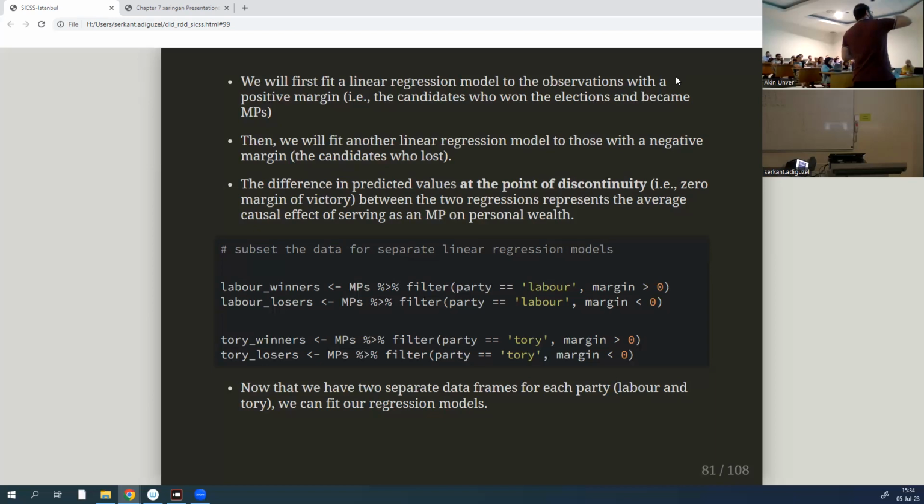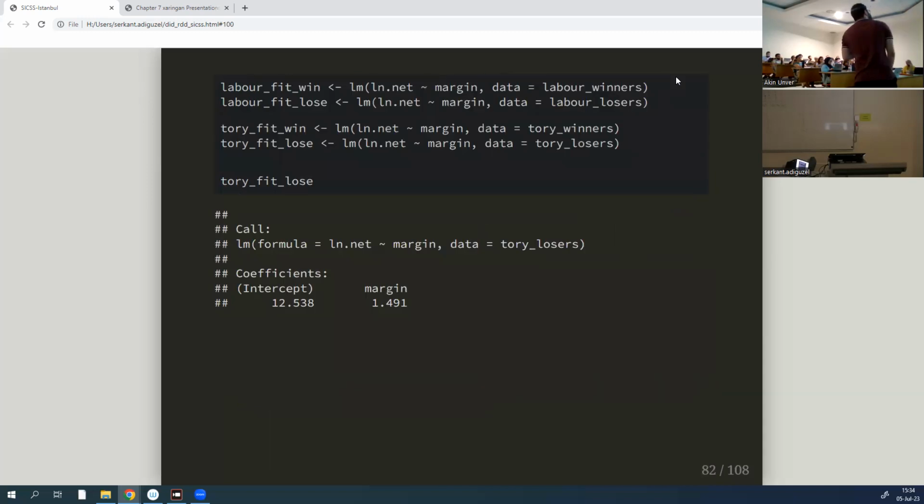All right. First, I filter the data, Labour and Tories. Now I have two data frames, and I'm running super simple linear regressions, right? Margin, so this is 0. If this is positive, that means you're a winner. And if it is negative, that means you're a loser. All right. So winners, losers, winners, losers. Since I have 2 parties, for each party 2 fitted lines. So that means 4 fitted lines, right?